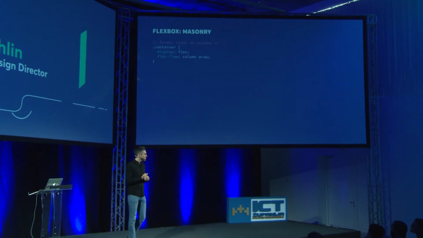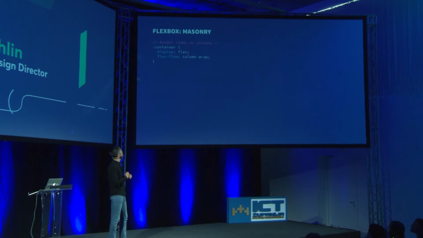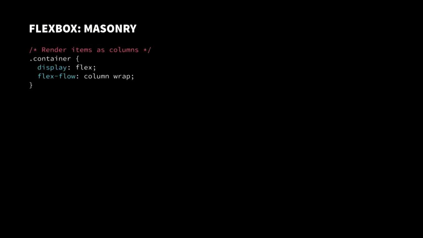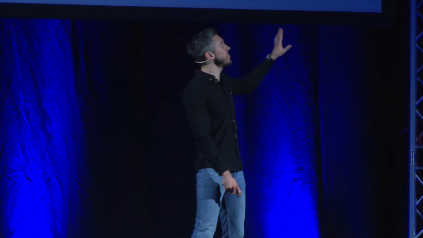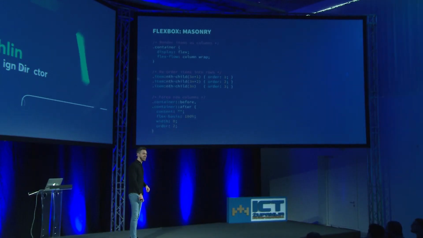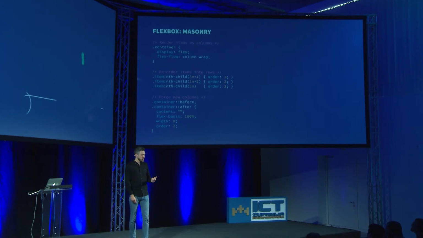So the full solution, again, is this. We have to use column. We have to make elements wrap. We then target every third item. That's depending on how many columns we have. The offset is the number of the column. And then we insert the clear line hacks.